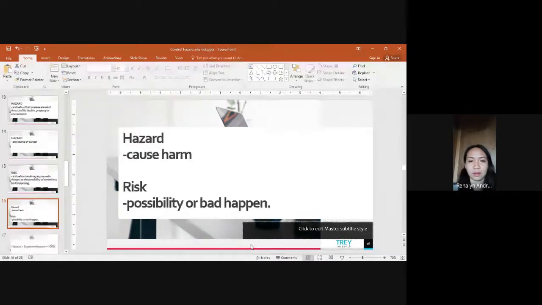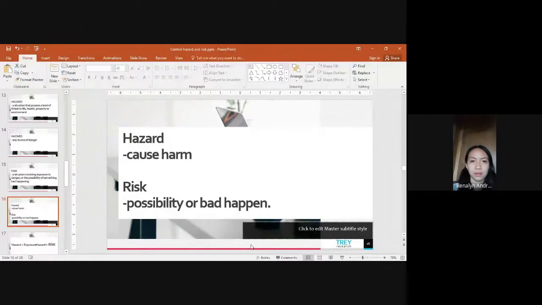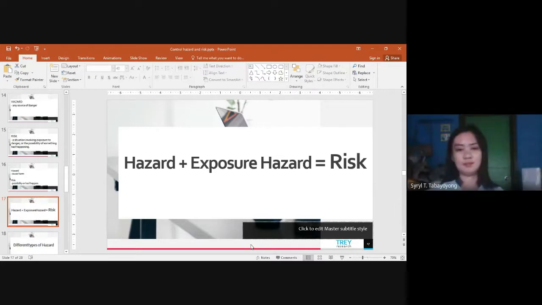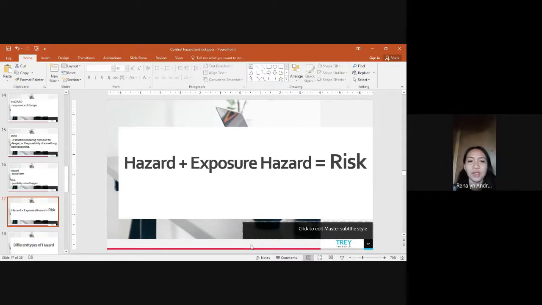The difference between hazard and risk: hazard may cause harm, and risk is the possibility of bad happening. Hazard plus exposure is equal to risk.